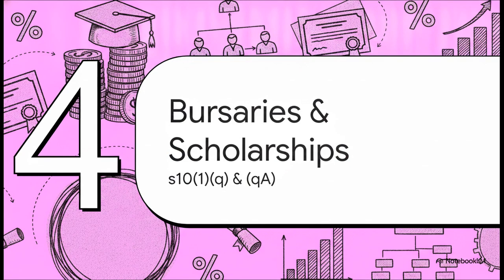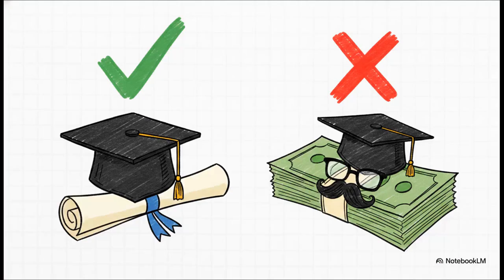Let's move on to Section 4, Bursaries and Scholarships under Sections 10(1)(q) and (qA). The foundational rule here is completely non-negotiable. It has to be a bona fide, genuine scholarship for a recognized educational institution.